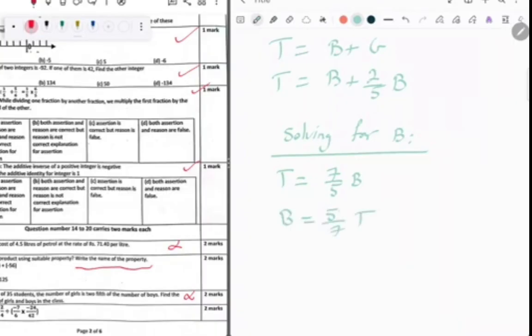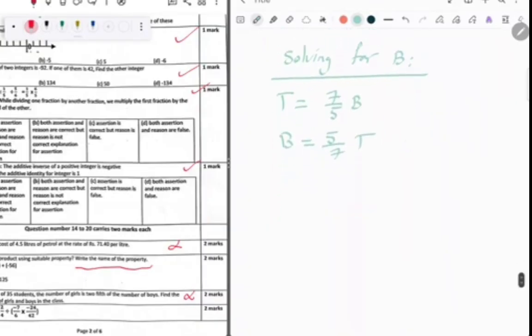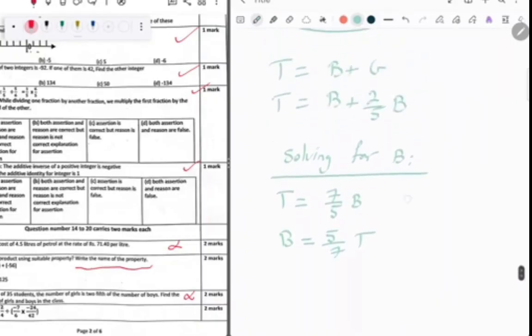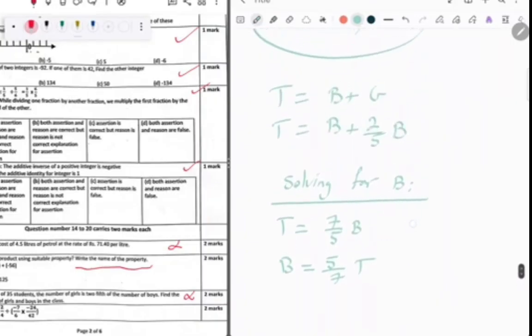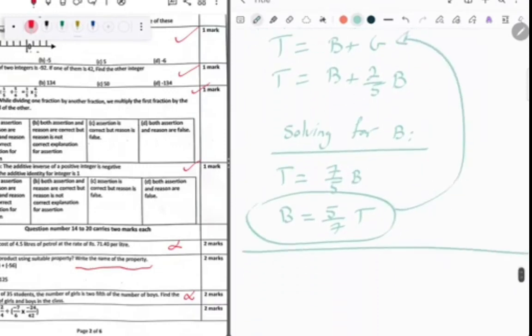Okay, what am I doing here? Why am I doing all of this? Why am I doing everything here? Now we need to substitute b back into the equation. So here, I want to put this one back here. Let's give it a try. Once I do that, what do I get? T is equal to 7/5b, right?